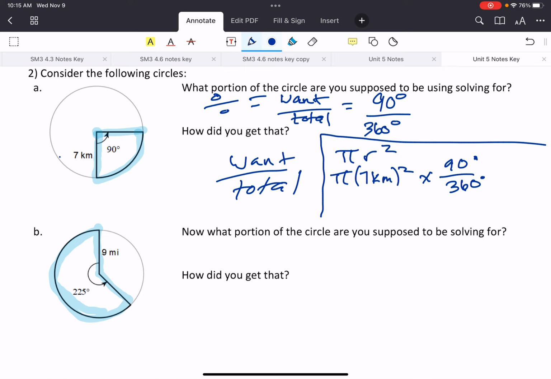So what was 7 squared? 49. So this is what you're going to put in your calculator. 49 times 90 over 360. You could either use the fraction button or put it in parentheses so that you know that you're dividing the 90 by 360. Keep the pi out of it to get your exact answer. What do you get when you multiply 49 times 90 divided by 360?